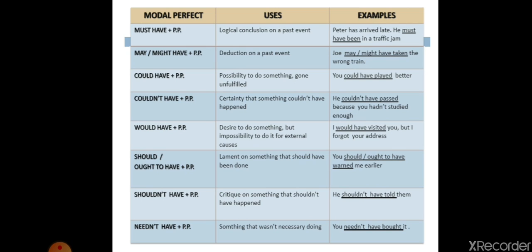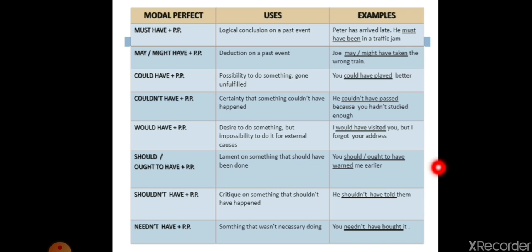Now the next one is should, ought to have plus past participle. You should, ought to have warned me earlier. This shows that a person is lamenting on something that should have been done. Now the next one is shouldn't have plus past participle. He shouldn't have told them. So this shows criticism on something that shouldn't have happened. Critic, to criticize something or someone.